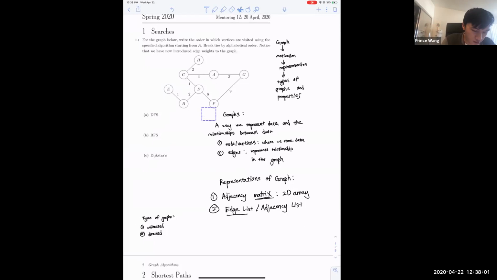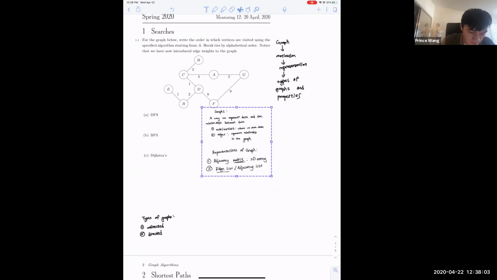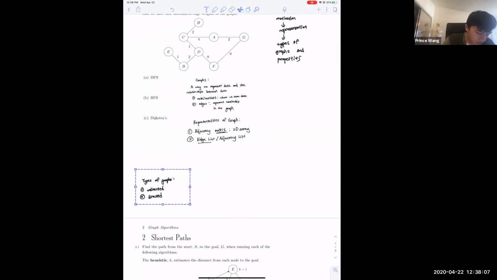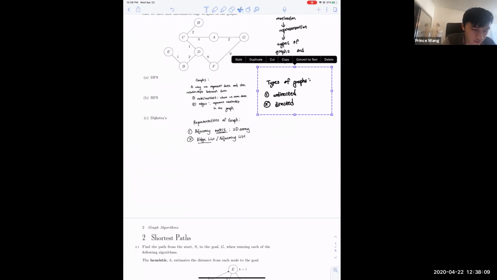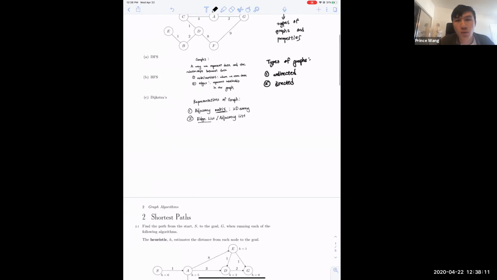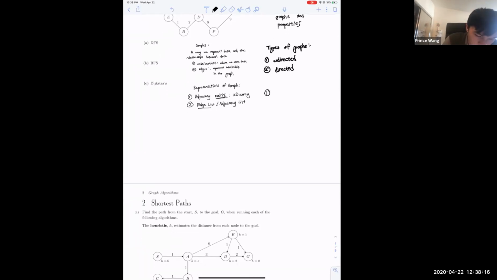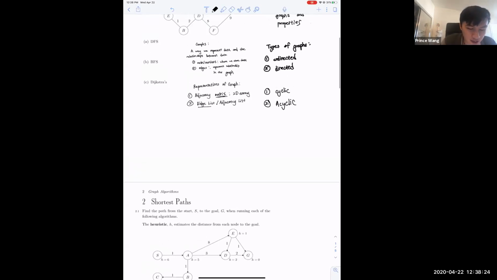So I also want to talk about types of graphs now. Remember, for types of graphs, we have directed and undirected graphs, right? There's another way to divide the graphs. You can go by cyclic and acyclic. So what do I mean by cyclic and acyclic? It means that if a graph has a cycle, it's called a cyclic graph. And if the graph doesn't have a cycle, it's called an acyclic graph.